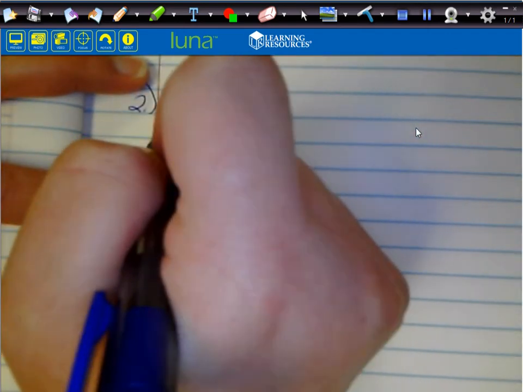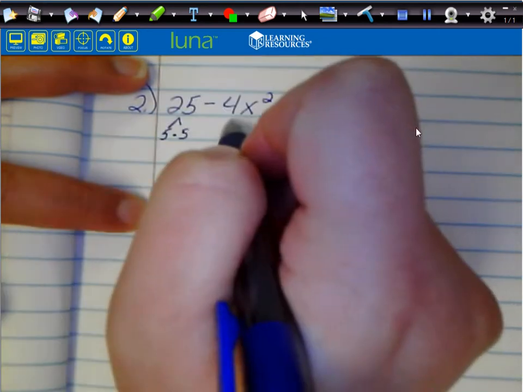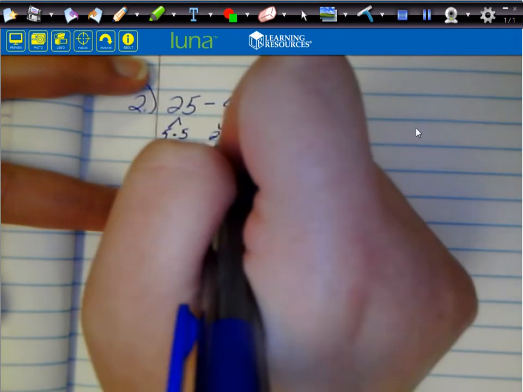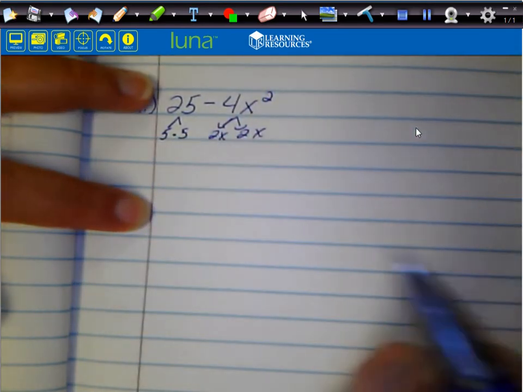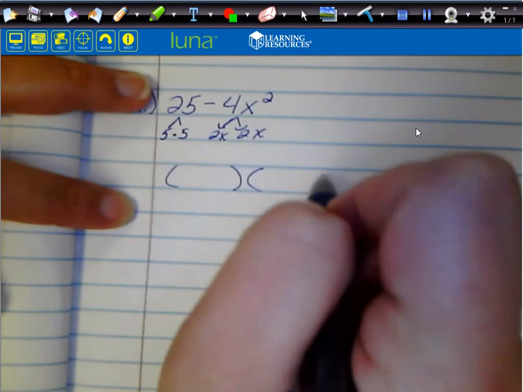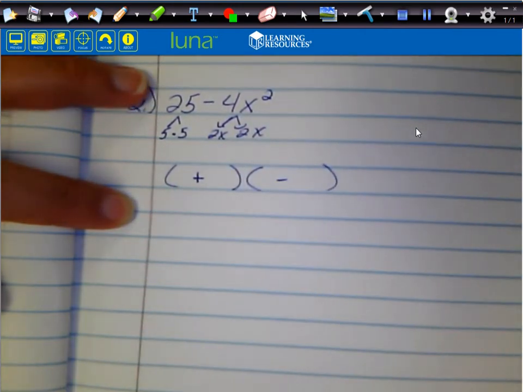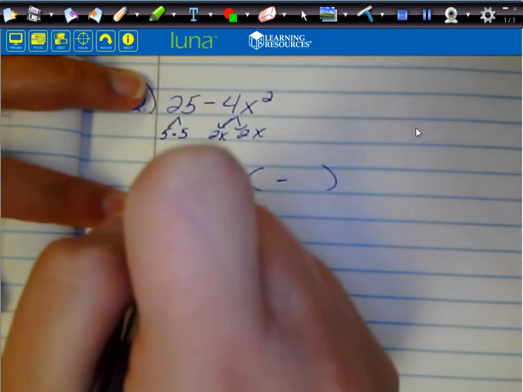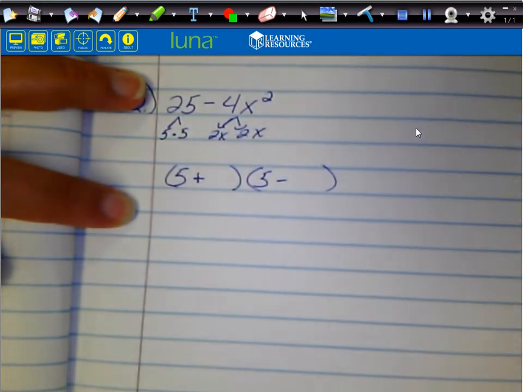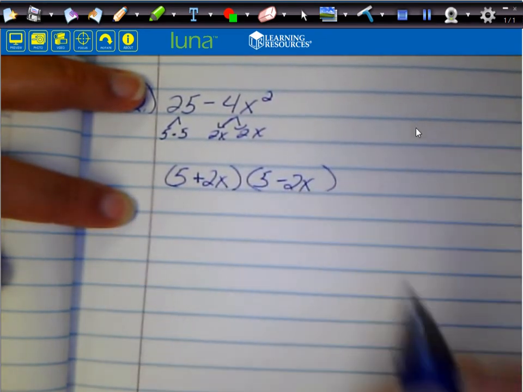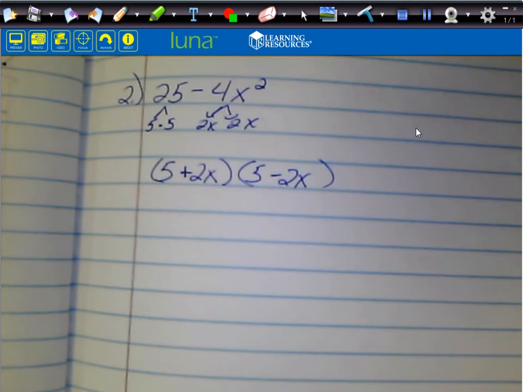So I'm going to split my 25 up into 5 times 5, and split my 4x squared up into 2x and 2x. Again, I know that there's going to be a plus sign in one and a minus sign in the other because of my rule. Here, 5 is my first one, so it's going to be my first one here and my first one here. 2x is my second one, so it's going to be my second one here and my second one here. So I just factored 25 minus 4x squared up into 5 plus 2x and 5 minus 2x.